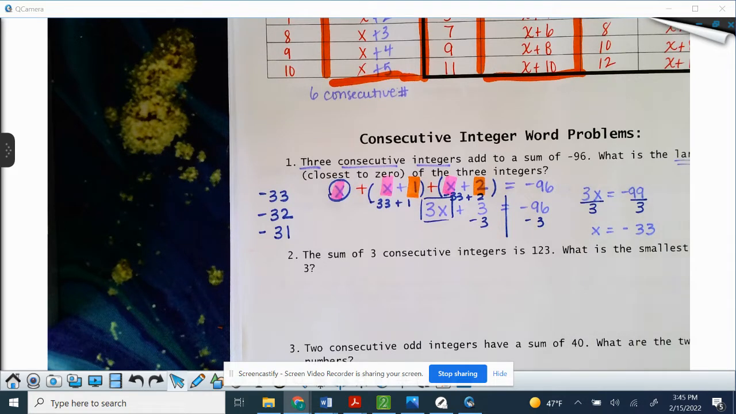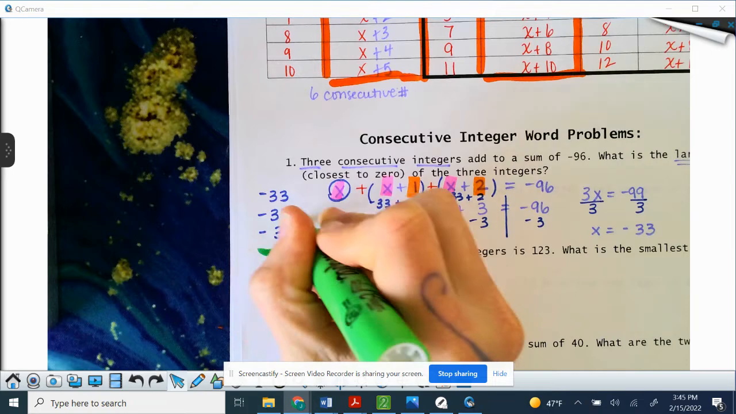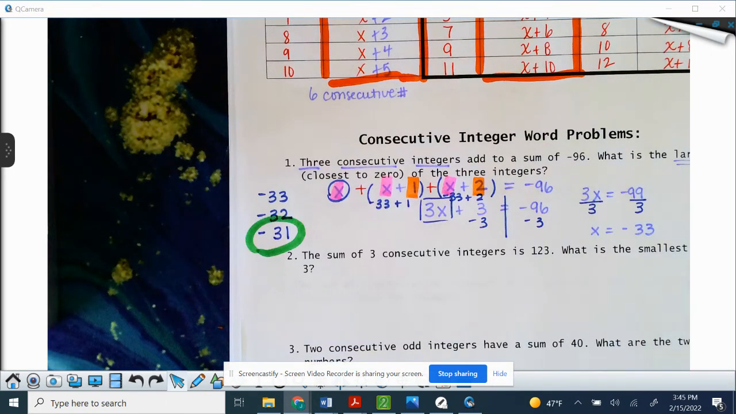So which one is closest to 0? Which is the largest? The largest is going to be that negative 31 because it's closest to 0. You'd rather owe 31 than owe 33. It's a better deal. All right, number 2, the sum of 3 consecutive integers.